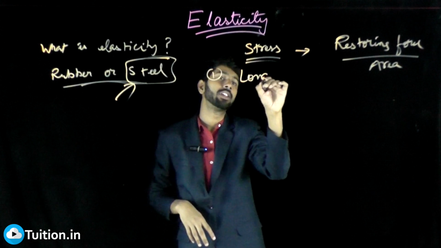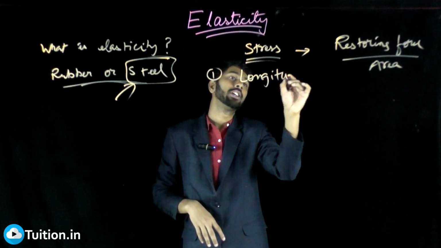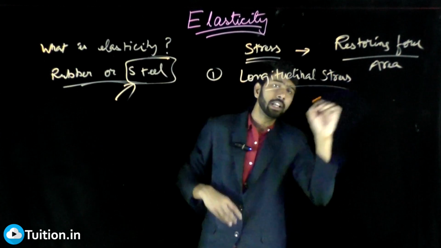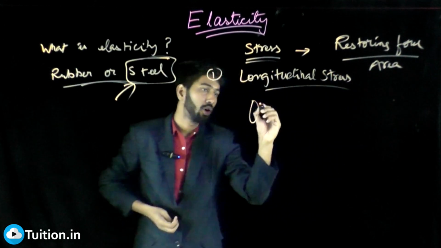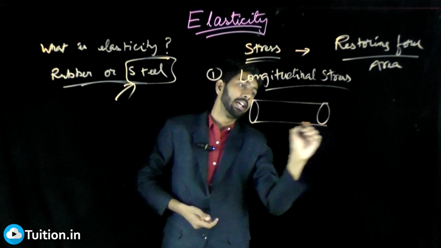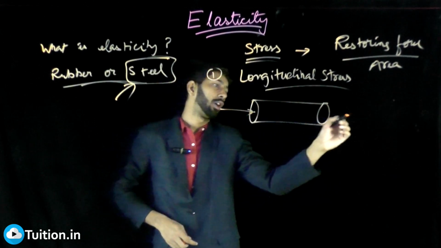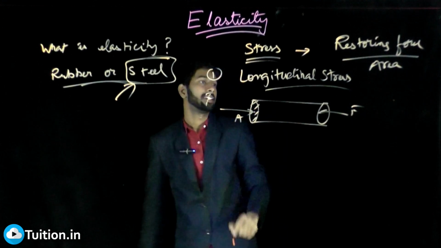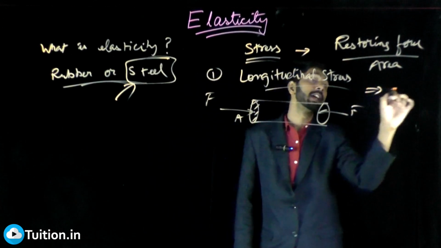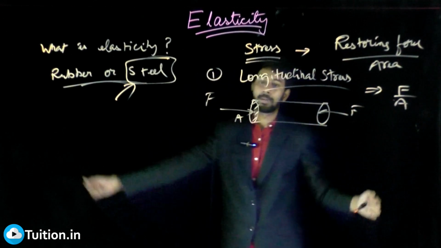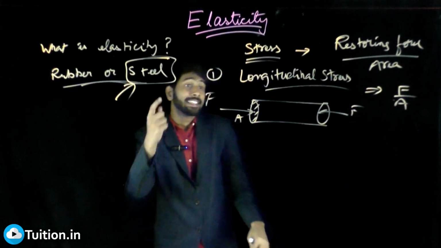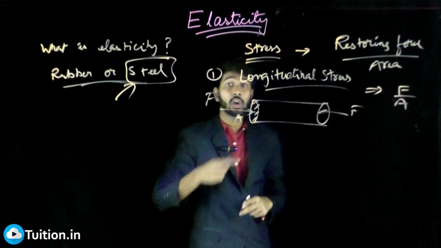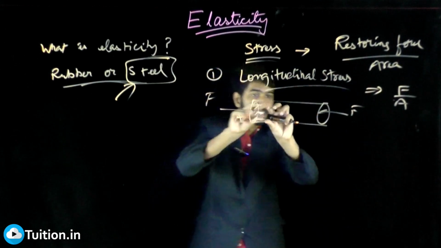First is your longitudinal stress. Longitudinal stress is very simple. If you have something like a straight rod, and I apply some force on both sides, and the cross-sectional area is A, very simple, don't get confused. It is simply F by A, because they're applying a normal force on both sides. That F by A is called the longitudinal stress, because this will produce a longitudinal strain. Longitudinal means along the line.